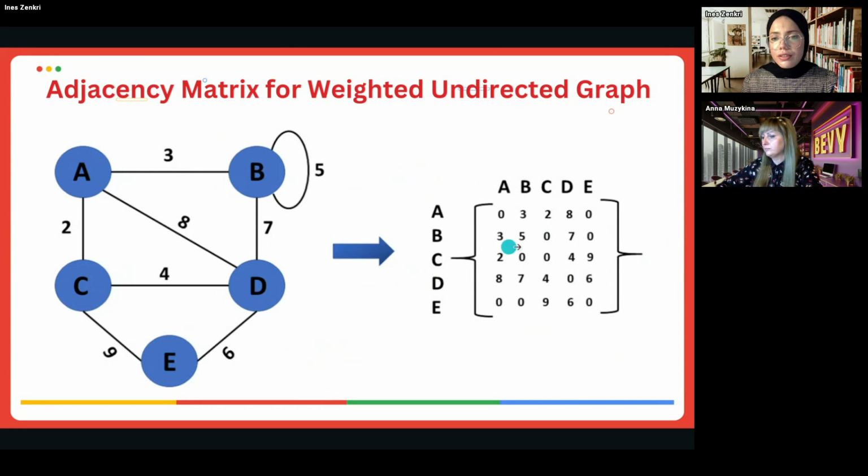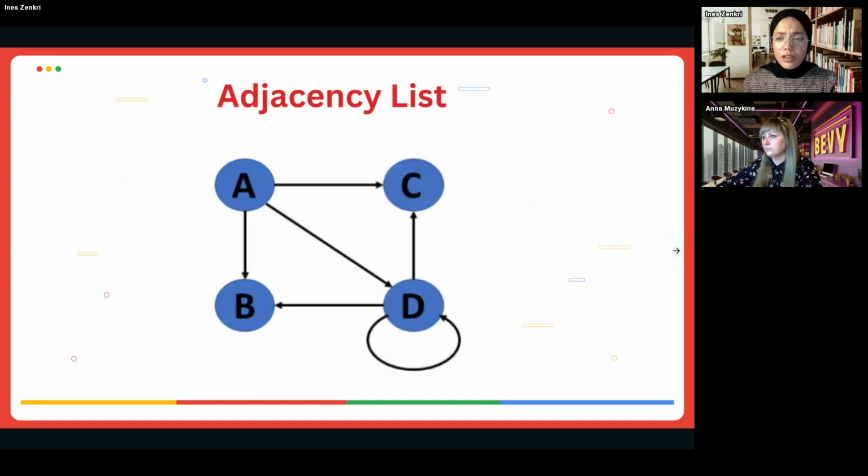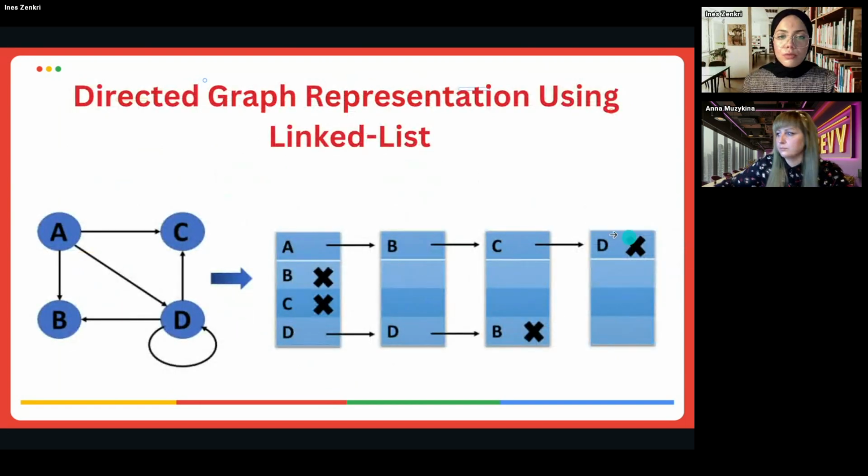And if we check it in this, again, symmetric matrix, we will have BA as 3 and AB as also 3, and so on and so forth for the other nodes as well. And if it's a list, we use linked lists to represent it as follows.